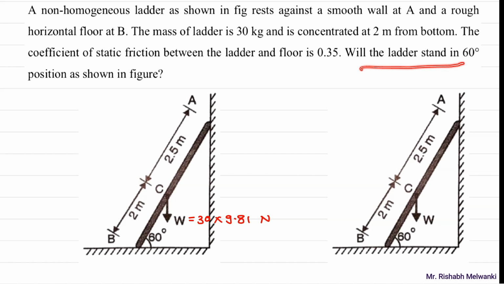Will the ladder stand in the 60-degree position as shown? Now this problem can be solved by 3 methods. We'll solve by all the 3 methods. First method is by comparing the coefficient of friction mu value. Now mu value is given in the question, but we will behave as if that mu value is not given. So we will find the mu and compare it with the given mu. That will be the first method.